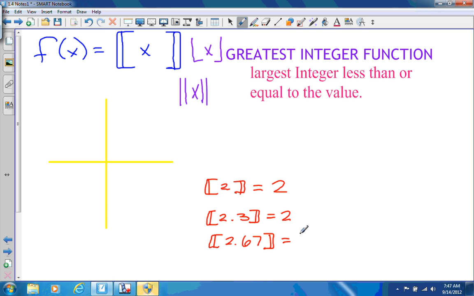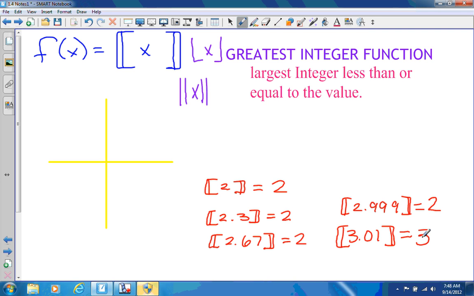that equals 2. If you have 2.999, the greatest integer that is less than or equal to 2.999 is still 2. Once you get to 3.01 or even 3, then the greatest integer becomes 3. So it's basically rounding down. Some books will also call it the floor function.